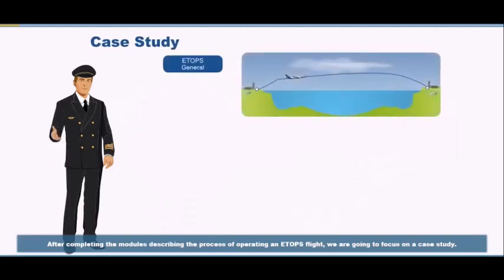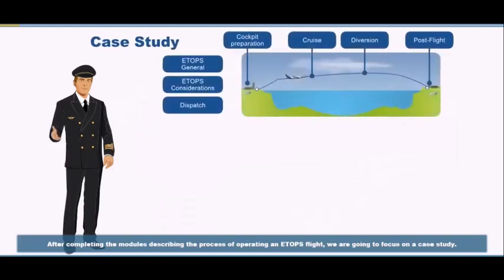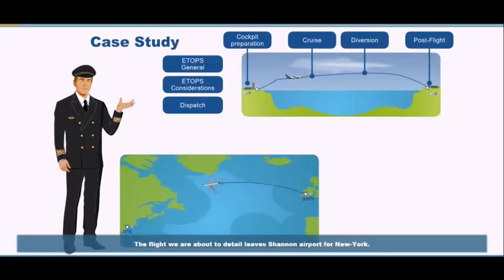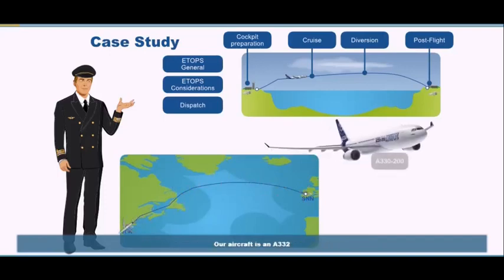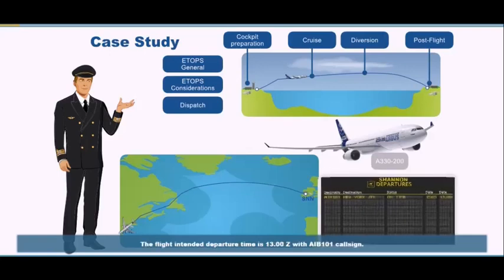After completing the modules describing the process of operating an ETOPS flight, we are going to focus on a case study. The flight we are about to detail leaves Shannon Airport for New York. Our aircraft is an A330-200. The flight intended departure time is 13:00 Zulu time, with Airbus 101 call sign.